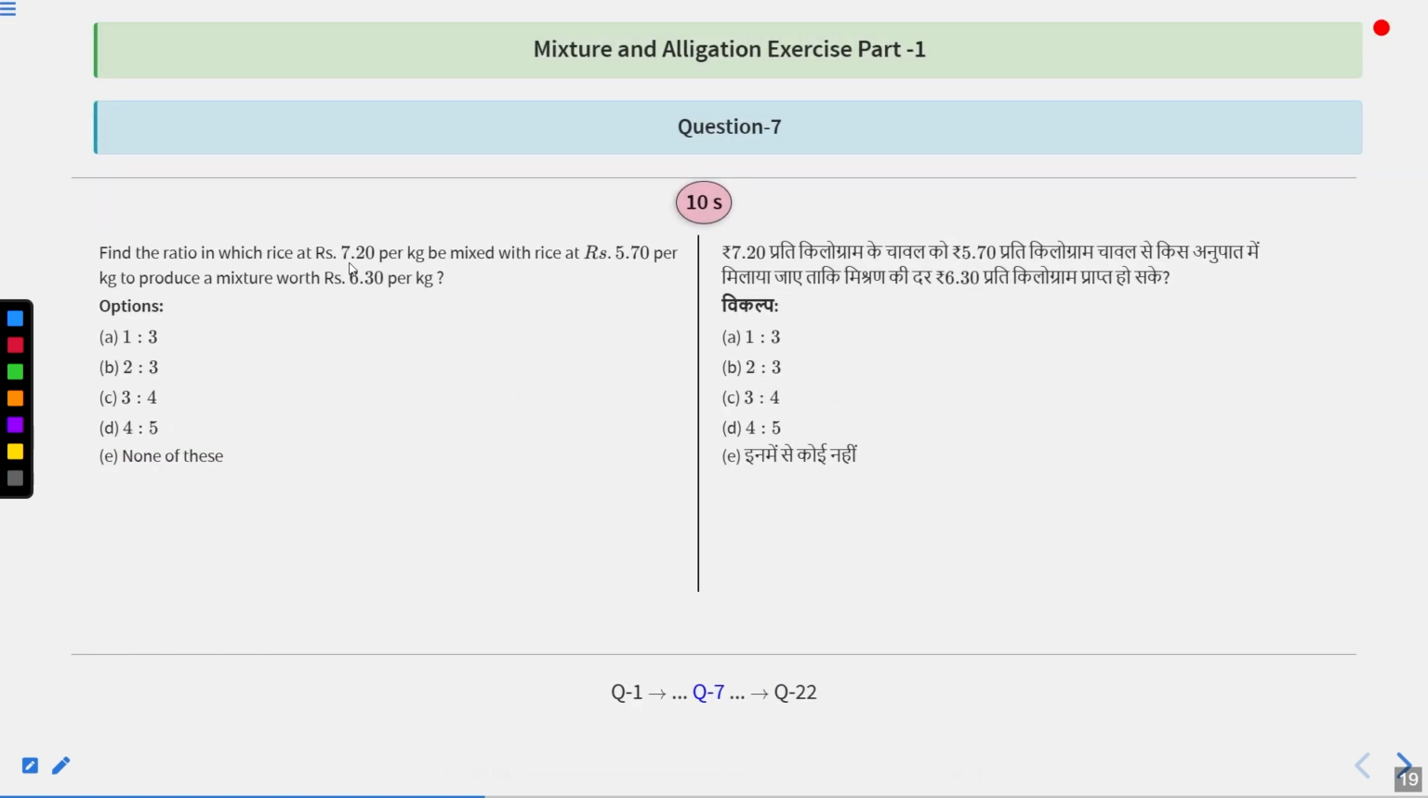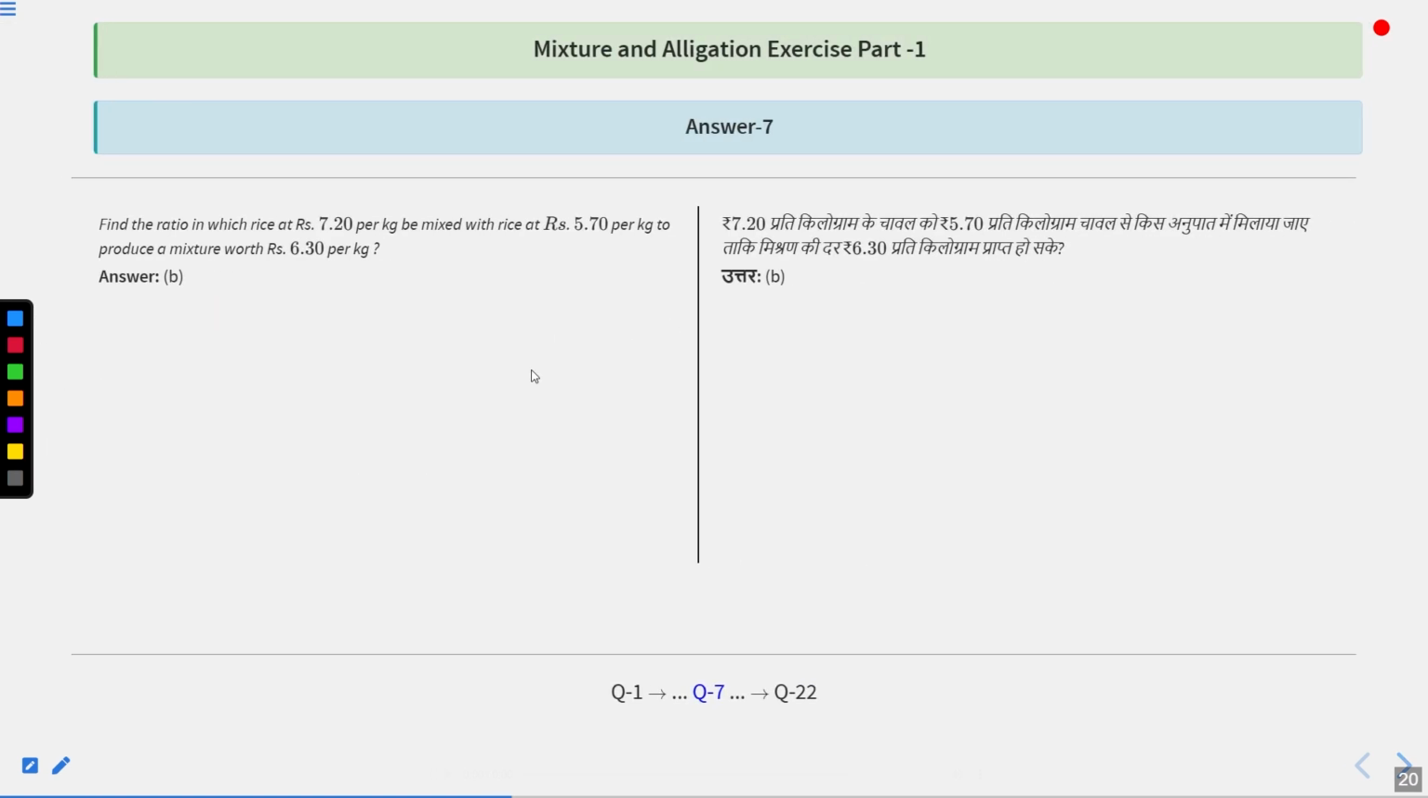Find the ratio in which rice at 7.20 rupees per kg is to be mixed with rice at 5.70 rupees per kg to produce a mixture worth 6.30 rupees per kg. You have 5 options and 10 seconds to analyze the question. Your time starts now. Now time's up. Let's see the solution.